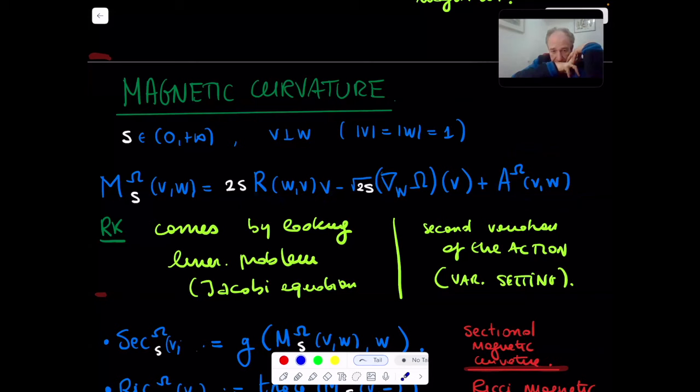So the idea is that by requiring the sectional magnetic curvature to be constant zero for every section, you will deduce first that you are on a Kähler manifold, and you use the Kähler form as magnetic form. And then the second step is the fact that this operator is positive over sections, and then your sectional magnetic curvature has to be negative, and so you are on a hyperbolic Kähler manifold. That's a bit the idea.